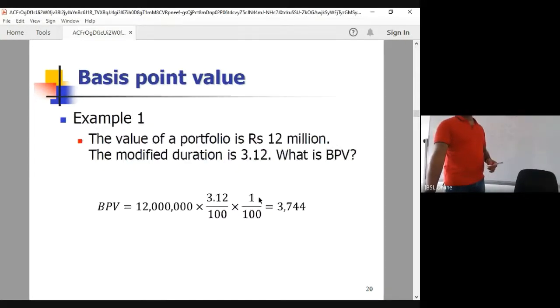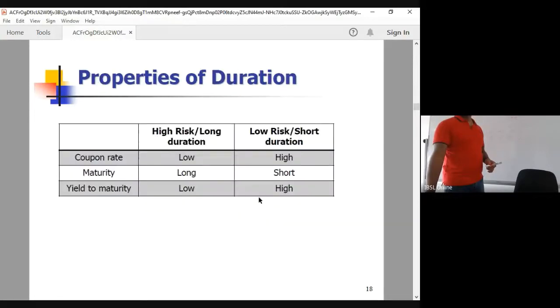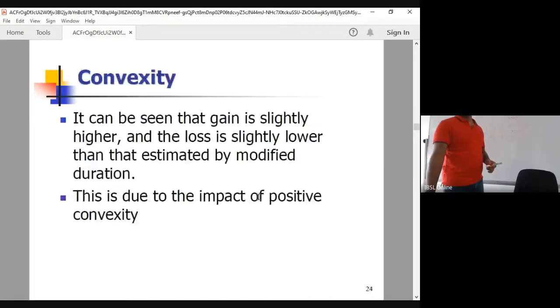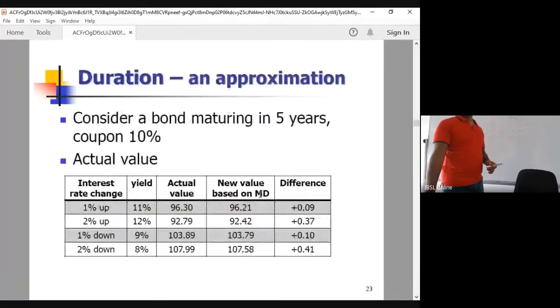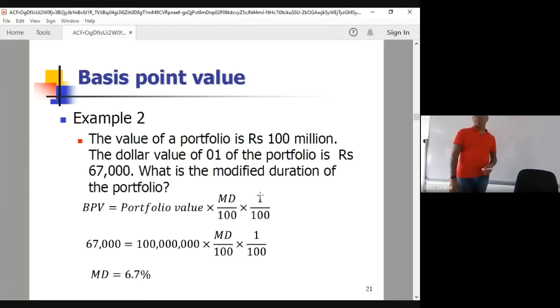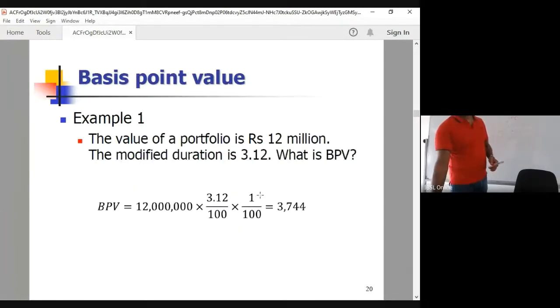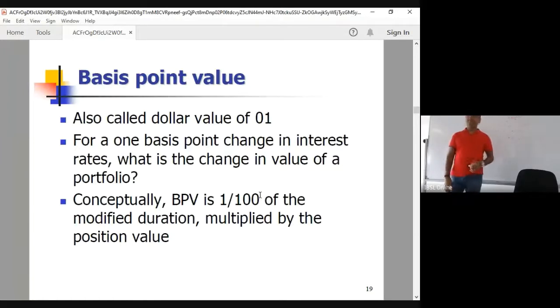So I know you all have done this for bonds also. I'm going to just touch on the basis points and I'm going to stop there. I'm not going to go into convexity. But let's just do the basis point thing. So what is a basis point? It's basically 1/100th of a percent. 1 basis point is 0.01%, and 100 basis points is 1%. So 1 basis point is 1/100th of 1%.